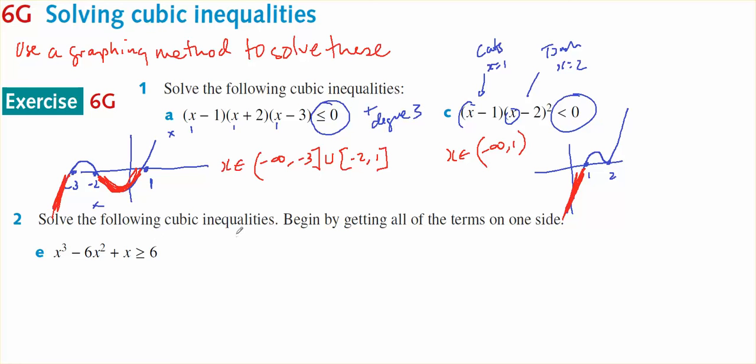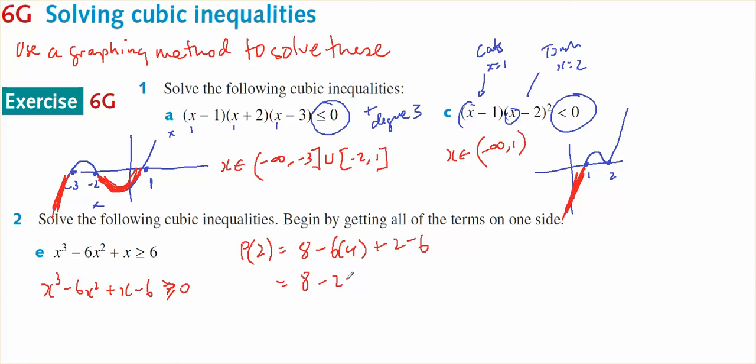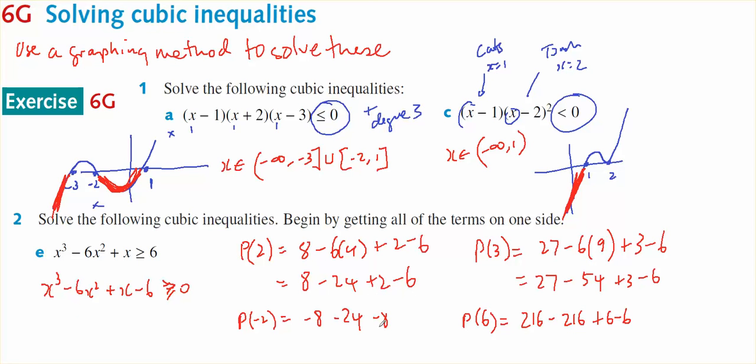Solve the following cubic inequality by letting p of x equal x cubed minus 6x squared plus x minus 6, and p of x greater than or equal to 0. I'll try p of 2: 8 minus 6 times 4 plus 2 minus 6, that's going to be 8 minus 24 plus 2 minus 6, that's no good. Okay, so I've also tried p of negative 2, p of 3, p of 6 eventually worked.